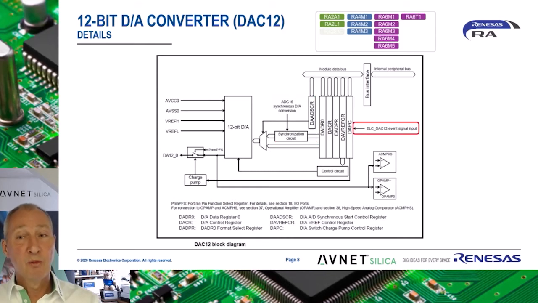DAC conversion can be started on input of an ELC event. See my video on that topic. And finally, internal operational amplifiers can be used to amplify small output voltages.